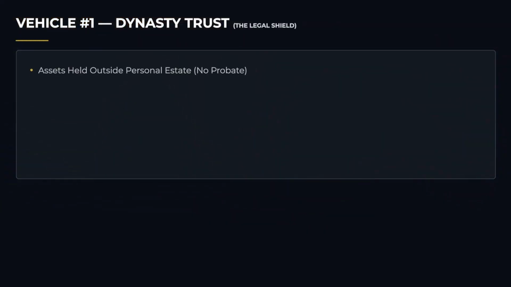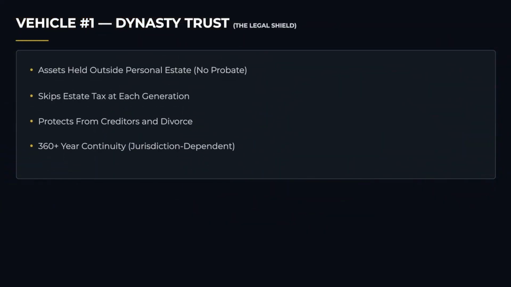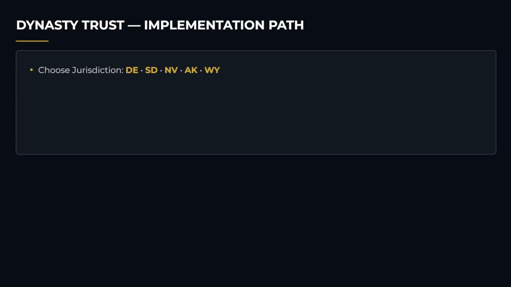Vehicle number 1, dynasty trusts. We covered this in part 2, but here's the implementation path. Step 1, choose the jurisdiction. Delaware, South Dakota, Nevada, Alaska, or Wyoming. These states allow perpetual trusts. Your estate attorney will handle the filing. Most charge between $5 and $15K to set it up.